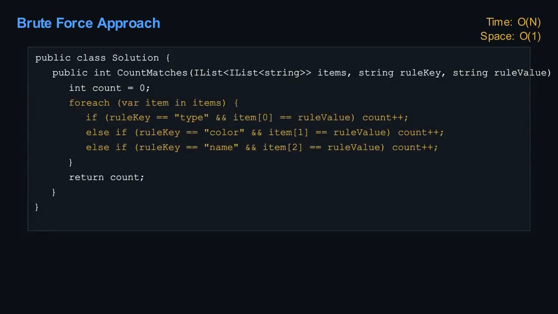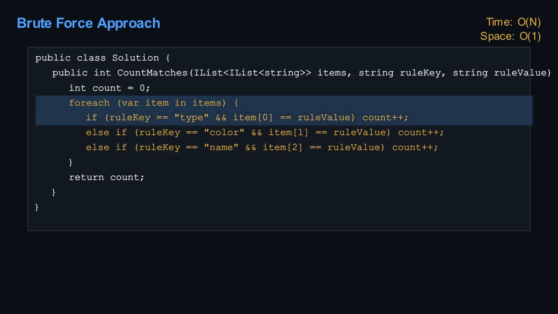A straightforward approach involves iterating through each item. Inside the loop, we use a series of if-else-if statements to check the rule key. If the rule key is type, we compare the item's type with the rule value. If it's color, we check the item's color, and so on. This works, but it repeatedly evaluates the rule key string in every iteration.